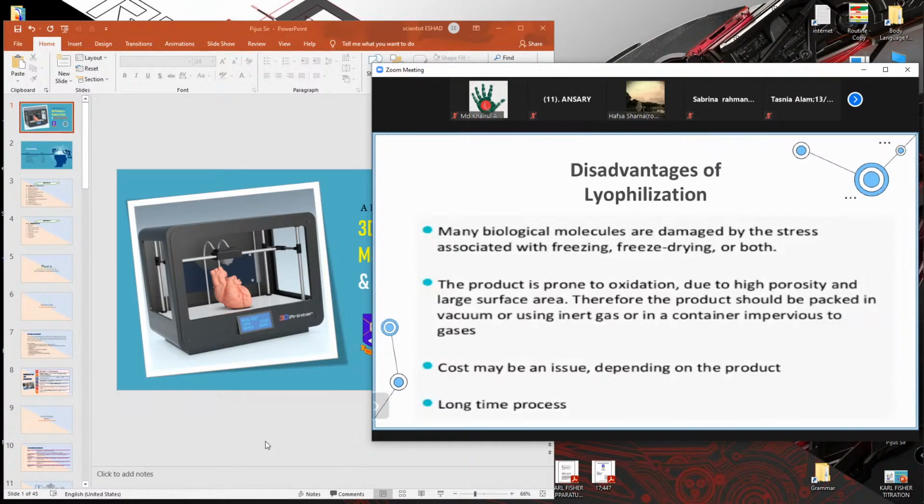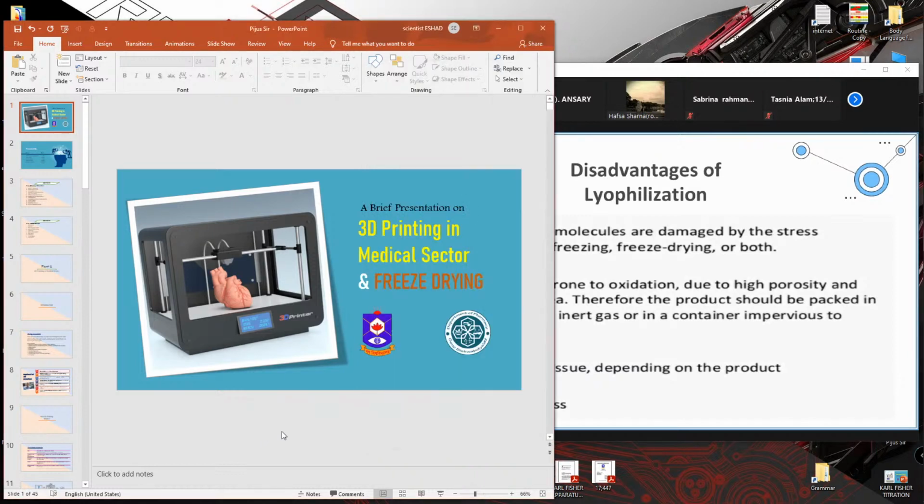Though there are some advantages of lyophilization, here are some disadvantages too. Many biological molecules are damaged by the stress associated with freezing, freeze drying, or both. The product is prone to oxidation due to high porosity and large surface area. Therefore, the product should be packed in vacuum or using inert gas, or in a container impervious to gases. Cost may be an issue depending on the product. It is a long-term process. Next, please.